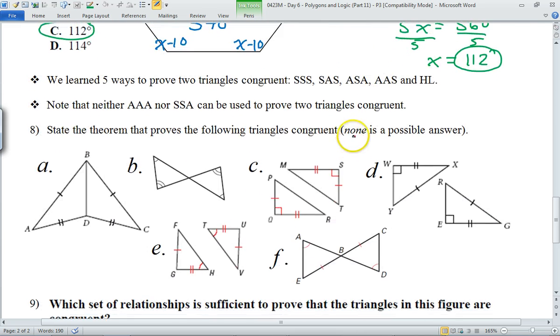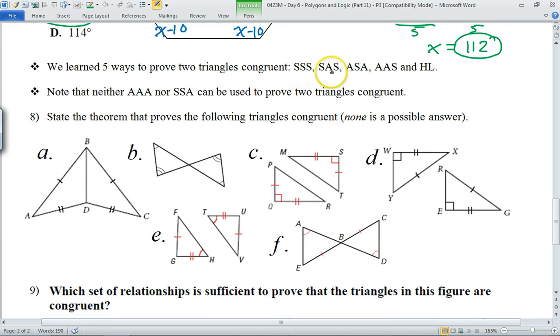Okay. Let's remember about proving triangles congruent. We learned 5 ways to prove triangles were congruent: side, side, side; side, angle, side; angle, side, angle; angle, angle, side; and hypotenuse leg for right triangles. Note that angle, angle, angle does not prove that 2 triangles are congruent. Neither does side, side, angle. That's the one that could be a bad word, right? If we wrote it the wrong way, that helps us remember that that one doesn't work.